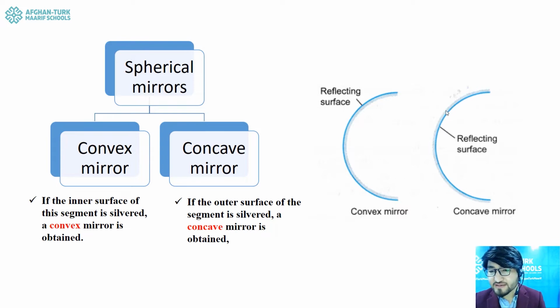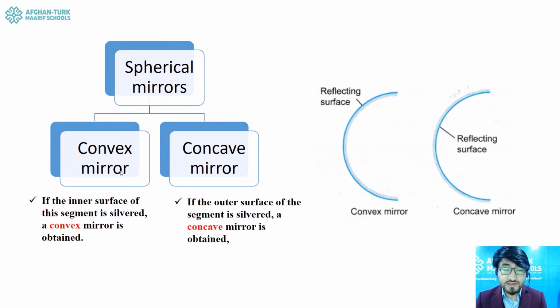The reflecting surface is a curved surface, or we can say the reflecting surface is a spherical surface. If the outer surface is silvered and the inner surface is the reflective surface, we call this mirror a concave mirror.